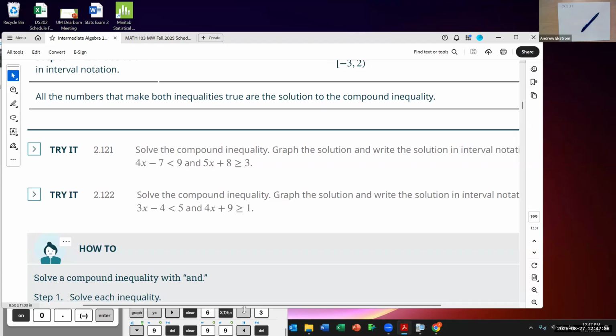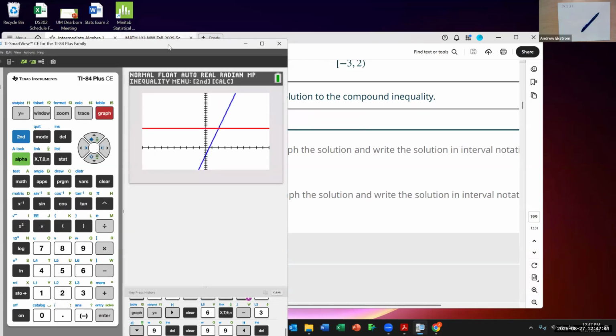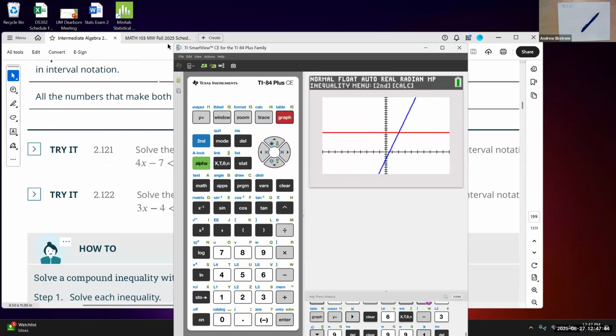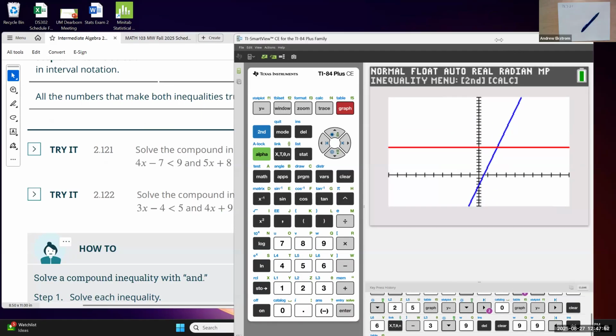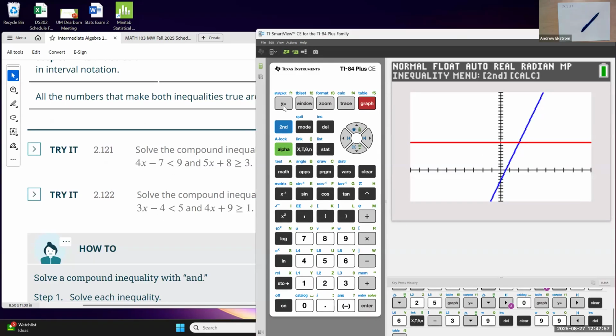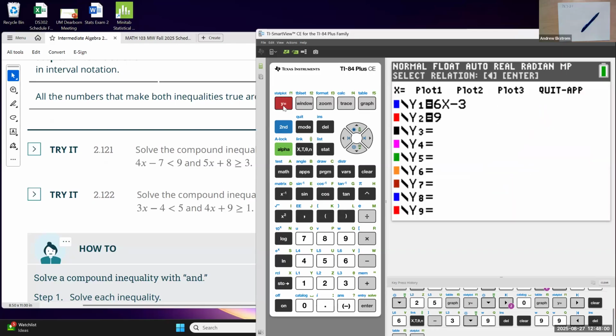So again, let's look at 121. And get this out of the way. Move this over. So we've got our two equations here. So I can actually look at this. Go to y equals. This is going to be 4x. I've already got the x there. I've already got the minus there. And 7. Already got the 9 there.